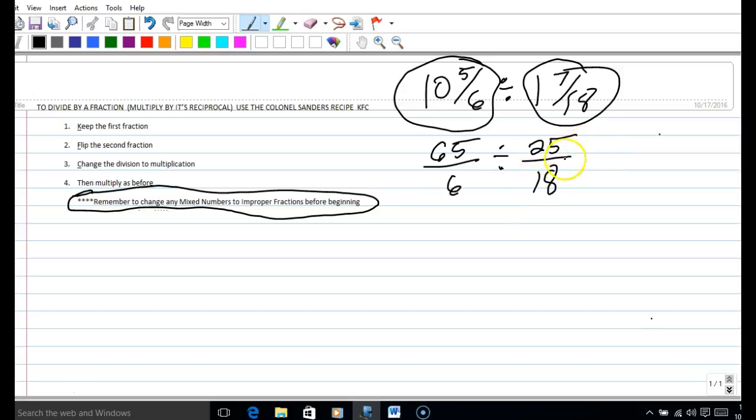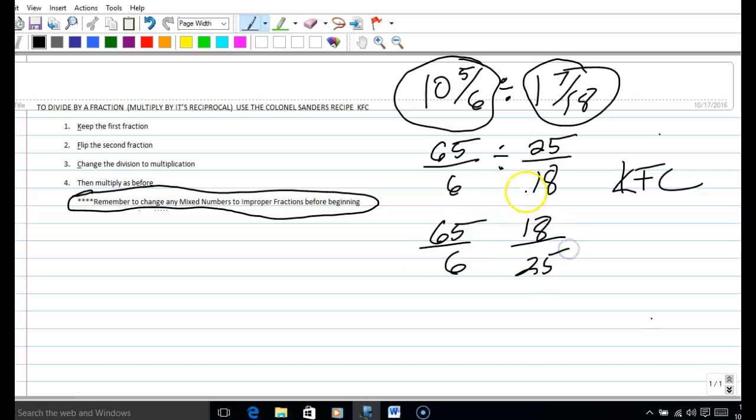So the only thing I've done in step 1 is change the mixed numbers to improper fractions. I still need to apply Colonel's recipe, which is keep, flip, change for division of fractions. So I keep the first fraction as it is, I flip the second fraction, and I change the division to multiplication. Now here I have a multiplication problem.